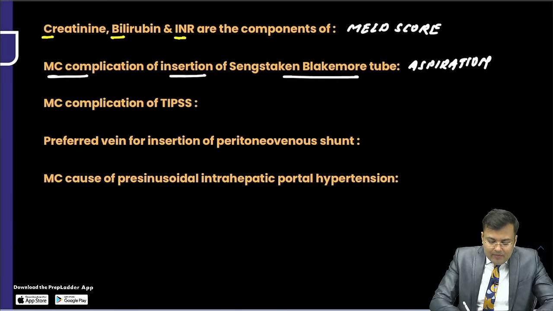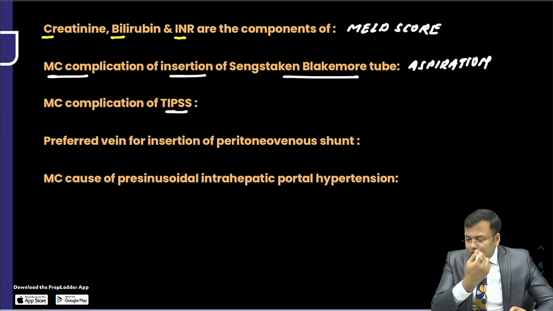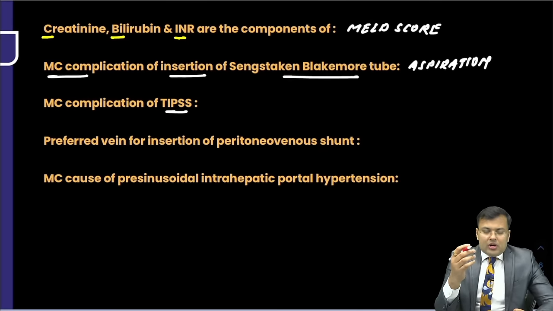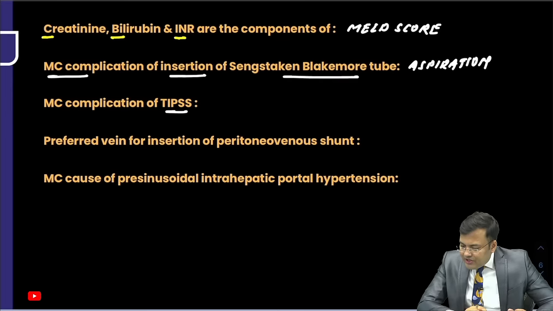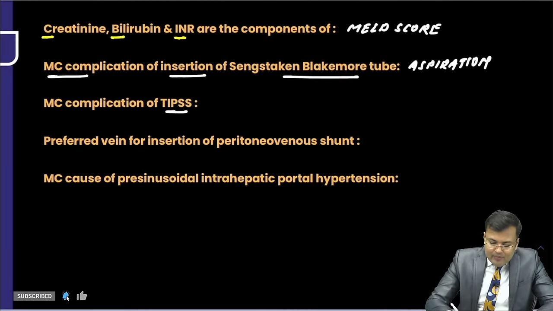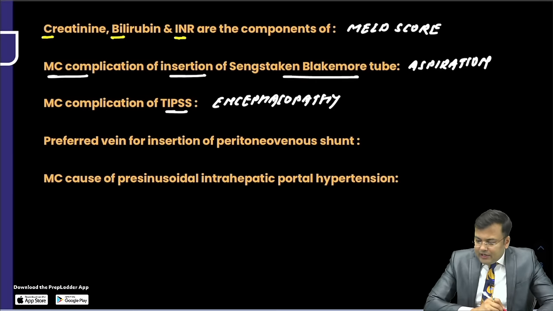Tell me, what is the most common complication of TIPS, transjugular intrahepatic portosystemic shunt? Jitu, you are correct. Yes, Med's Corner, first person to reply: encephalopathy. And this encephalopathy is because of ammonia.